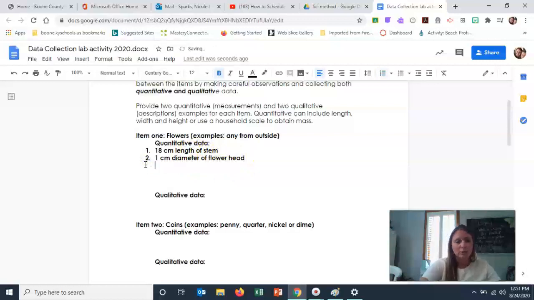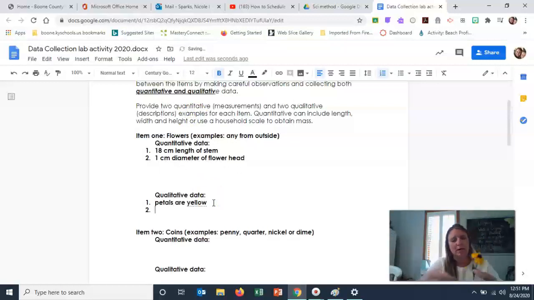You could then also look at the qualitative. So think qualitative is just description. You could say petals are yellow. And then you could also say it has 1, 2, 3 leaves. And then we could even be more descriptive, I guess, if we wanted to, and say green leaves. So there's two different ways to kind of make that measurement.